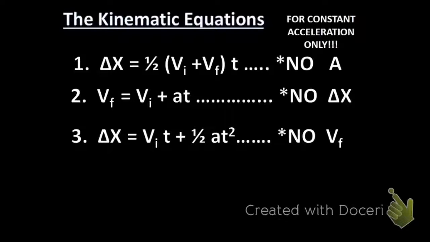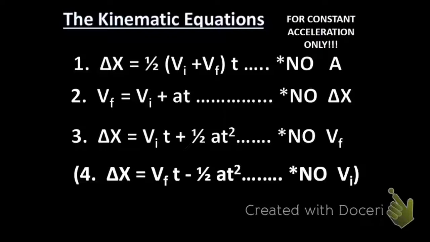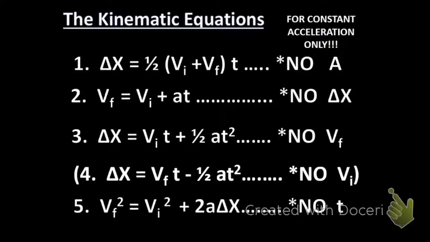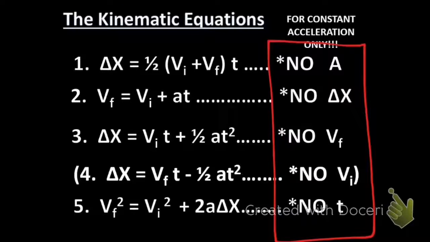The third contains displacement, initial velocity, time, acceleration, but does not contain final velocity. The 4th is just a slight variation on number 3. It swaps out final velocity for initial velocity, and a plus changes to a minus. But other than that, they're pretty much the same. And the 5th equation relates final velocity, initial velocity, acceleration, and displacement. It does not contain time.